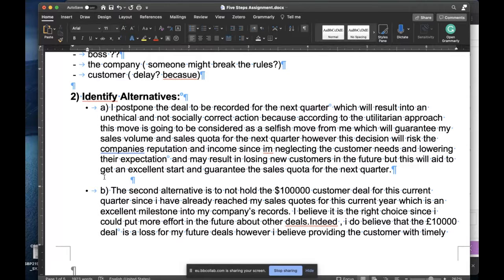So basically, the first alternative is to postpone the deal for the next year.